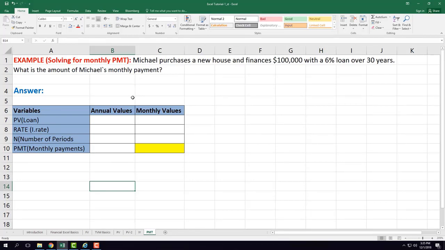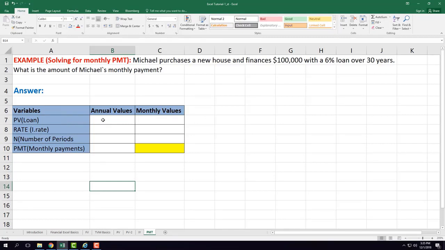So be careful. This question is a little different than the previous ones because the payments are made in months, not years. So even though the parameters are given in years, annual parameters, you have to convert these values to monthly values. Okay, let's go one by one.